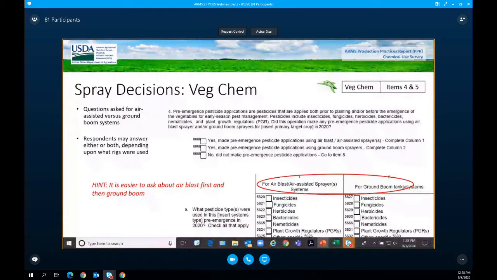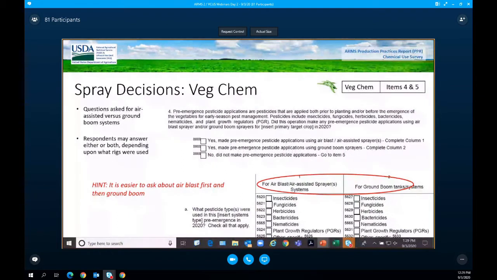So we would have 2 columns, one for their air-assisted or air blast application systems, and another one for their just regular conventional standard ground booms. And so in this case, in Table 1, I think it's pretty straightforward to go row by row. When we got to these columns, we found it was actually better to go column by column and answer all the questions rather than switching back and forth between sprayer types. It just went faster in testing.